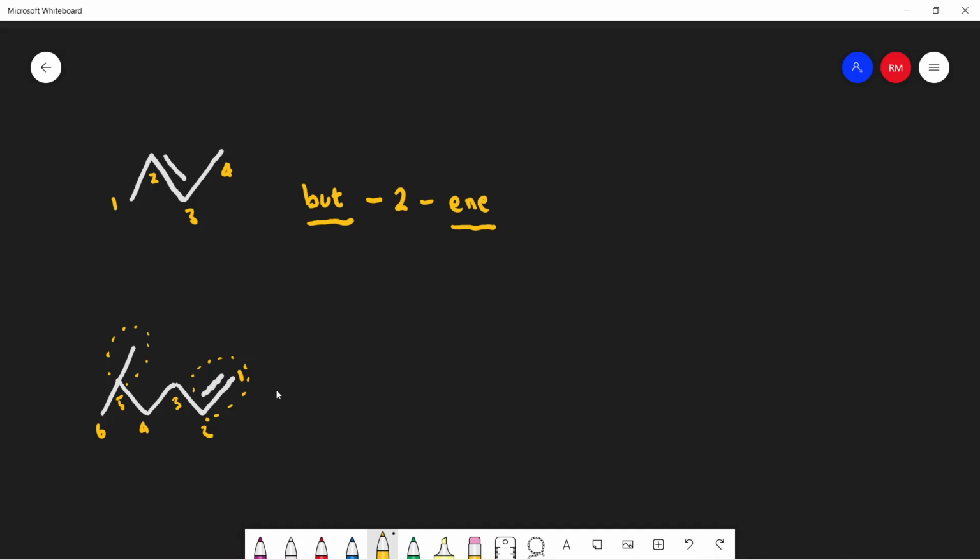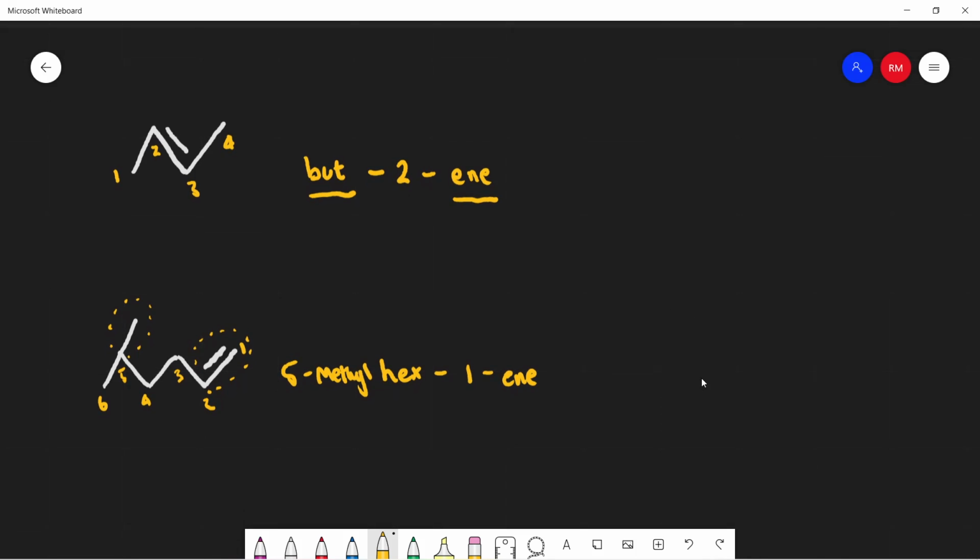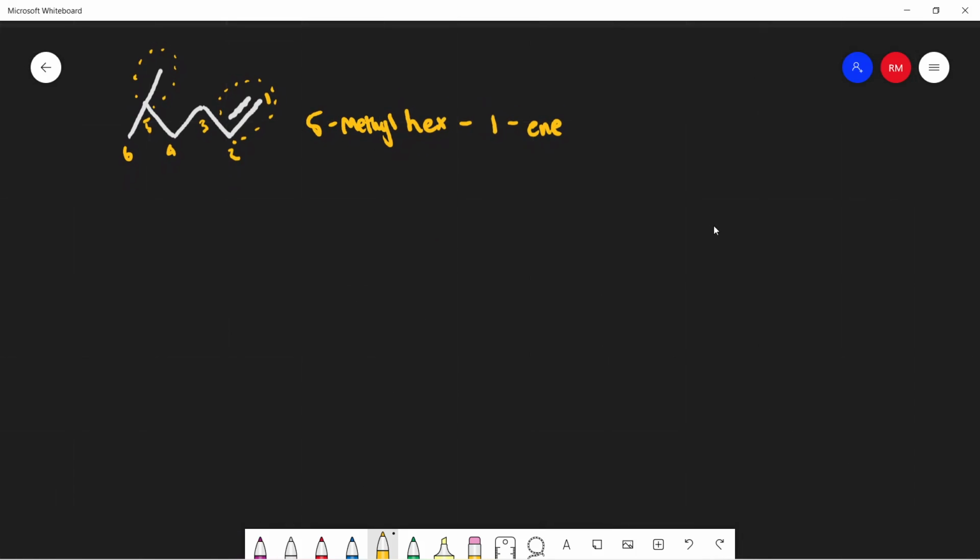And as you know, we write the methyl group at the start, so hex, and we know it's on carbon 5, so 5-methylhex, and then we have our carbon 1, and our double bond starts from our carbon 1, so it's just going to be hex-1-ene, 5-methylhex-1-ene. Perfect.